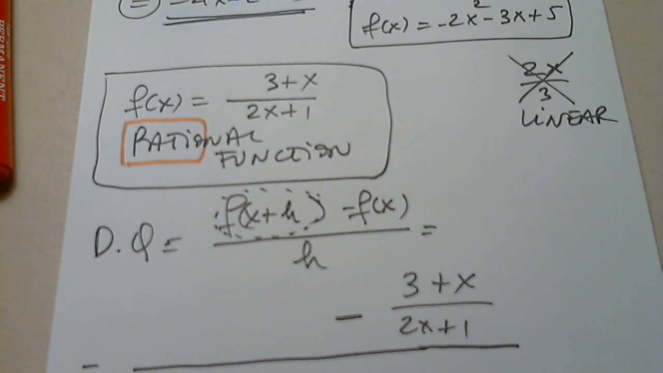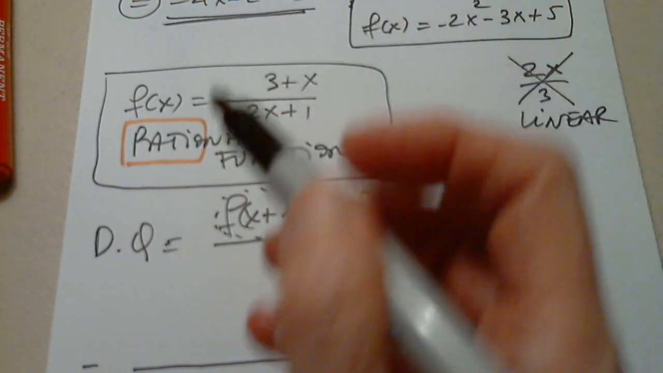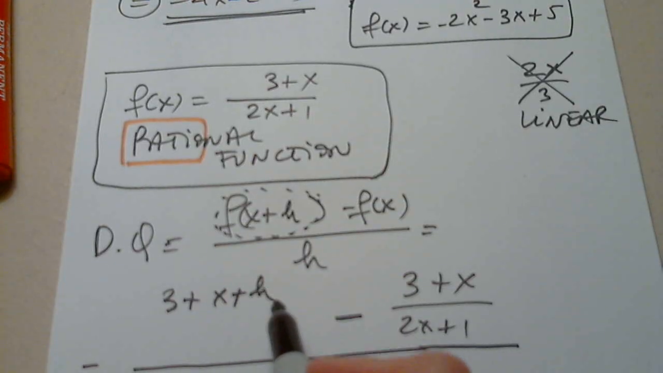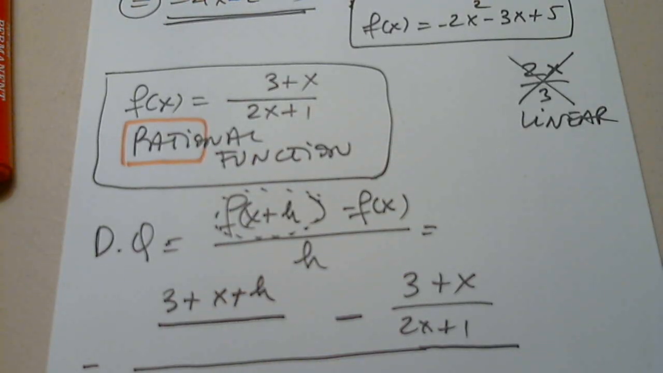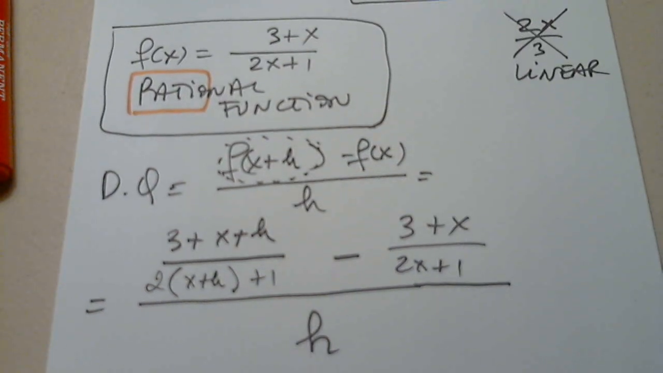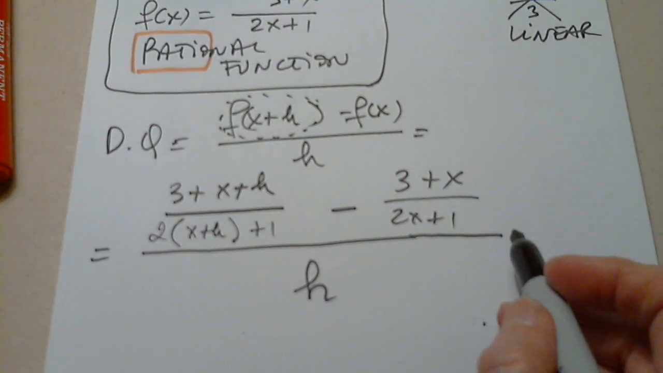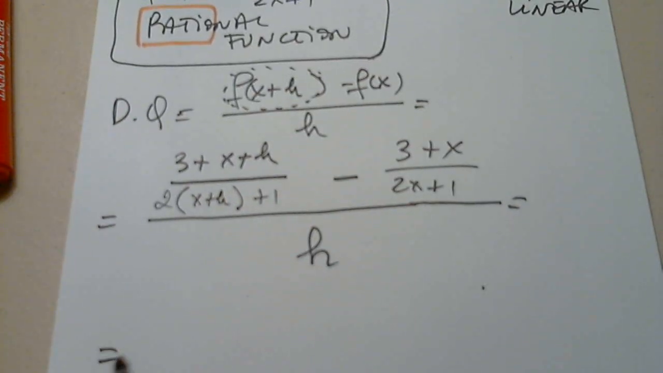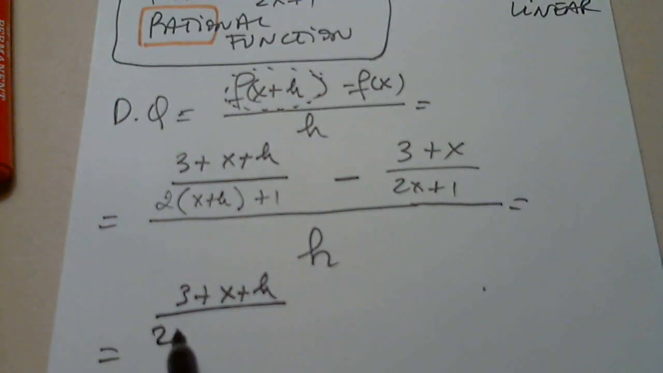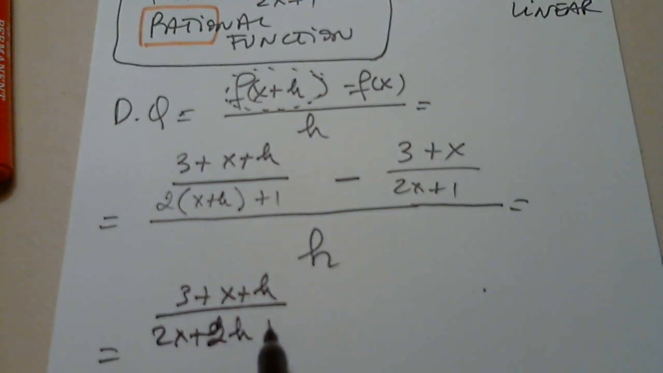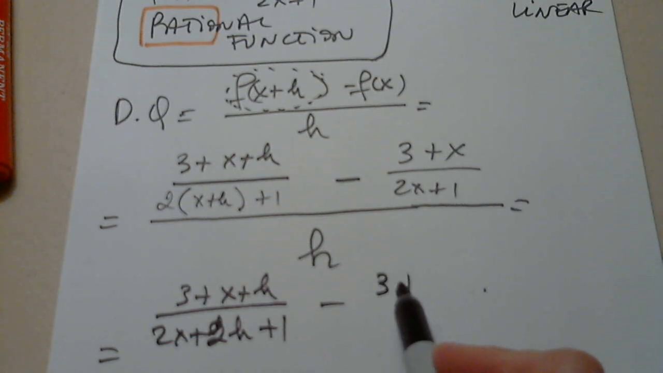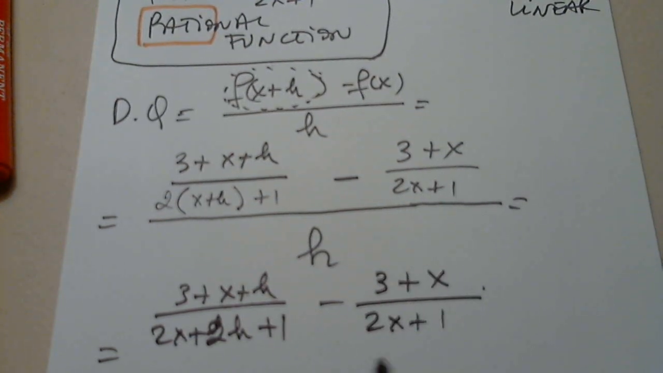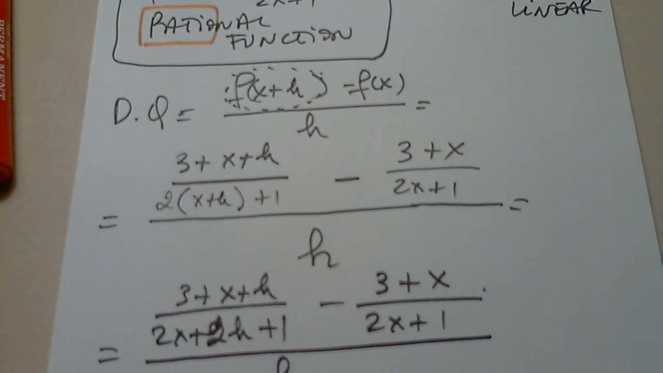So would you substitute in? Yes. x plus h, so it would be exactly 3 plus x plus h over 2 times x plus h plus 1. You say this, right? Perfect. Excellent. That's all I needed. I'm going to distribute here. So I have 3 plus x plus h over 2x plus 2h plus 1, minus 3 plus x over 2x plus 1, divided by h.